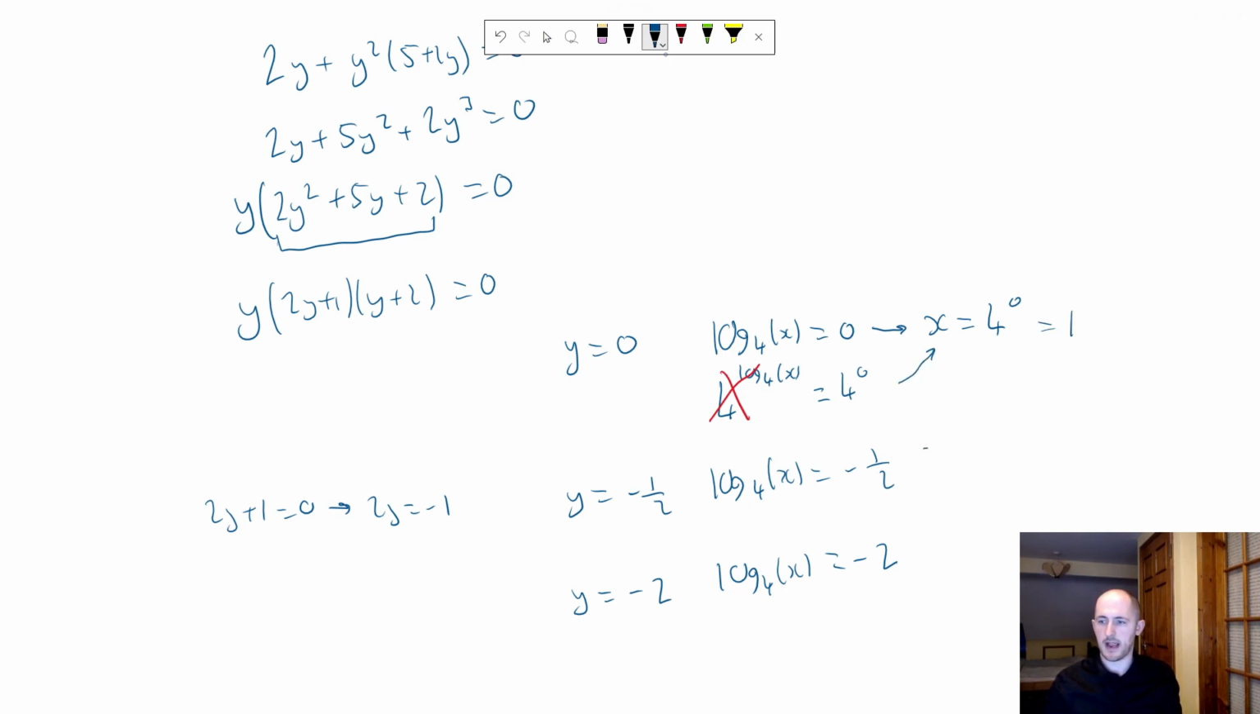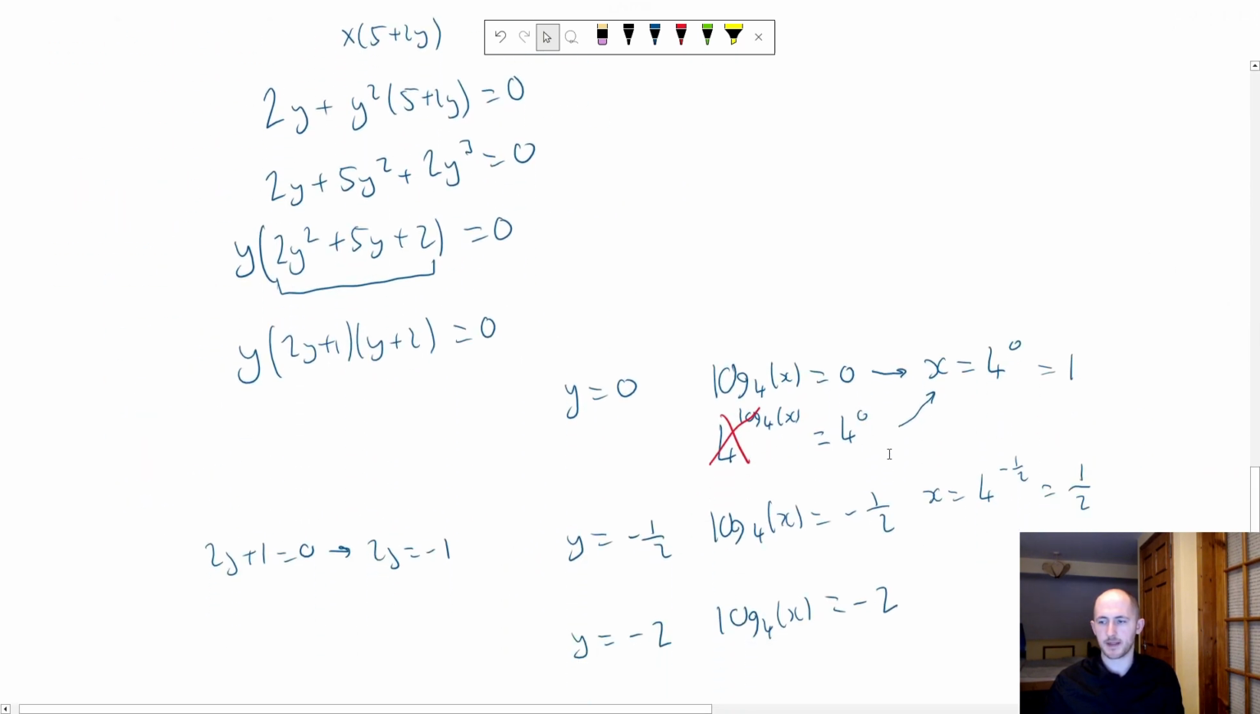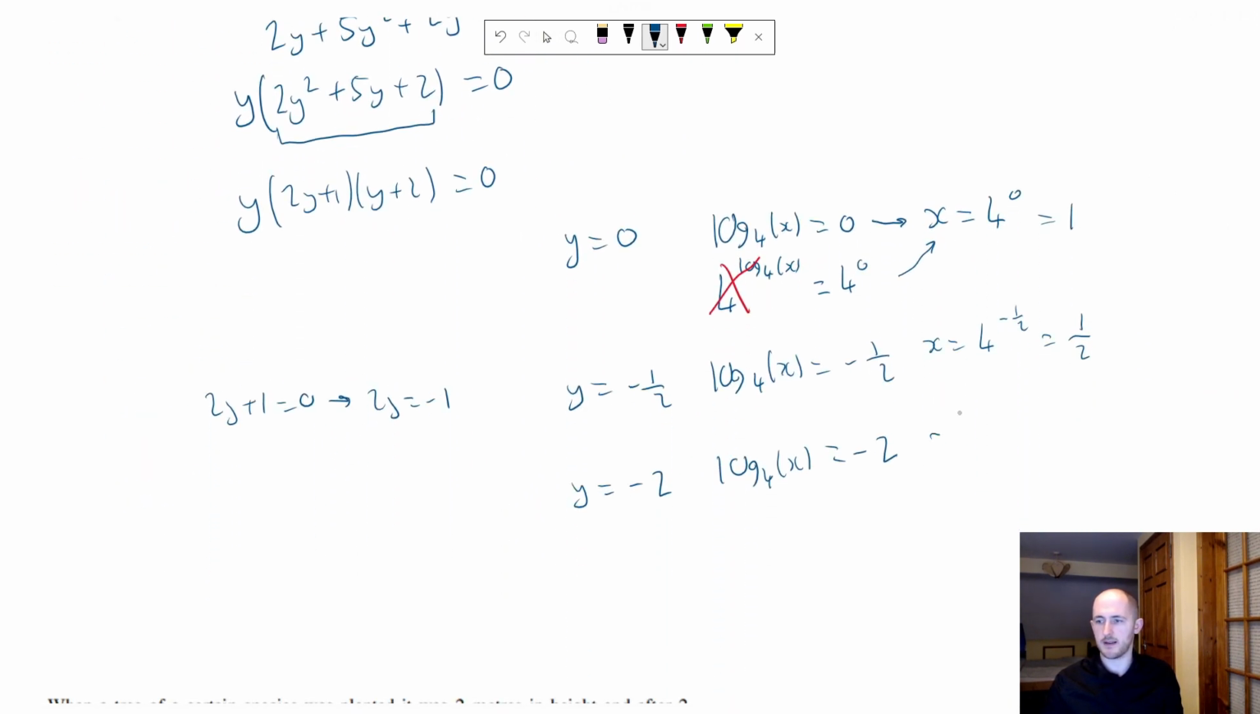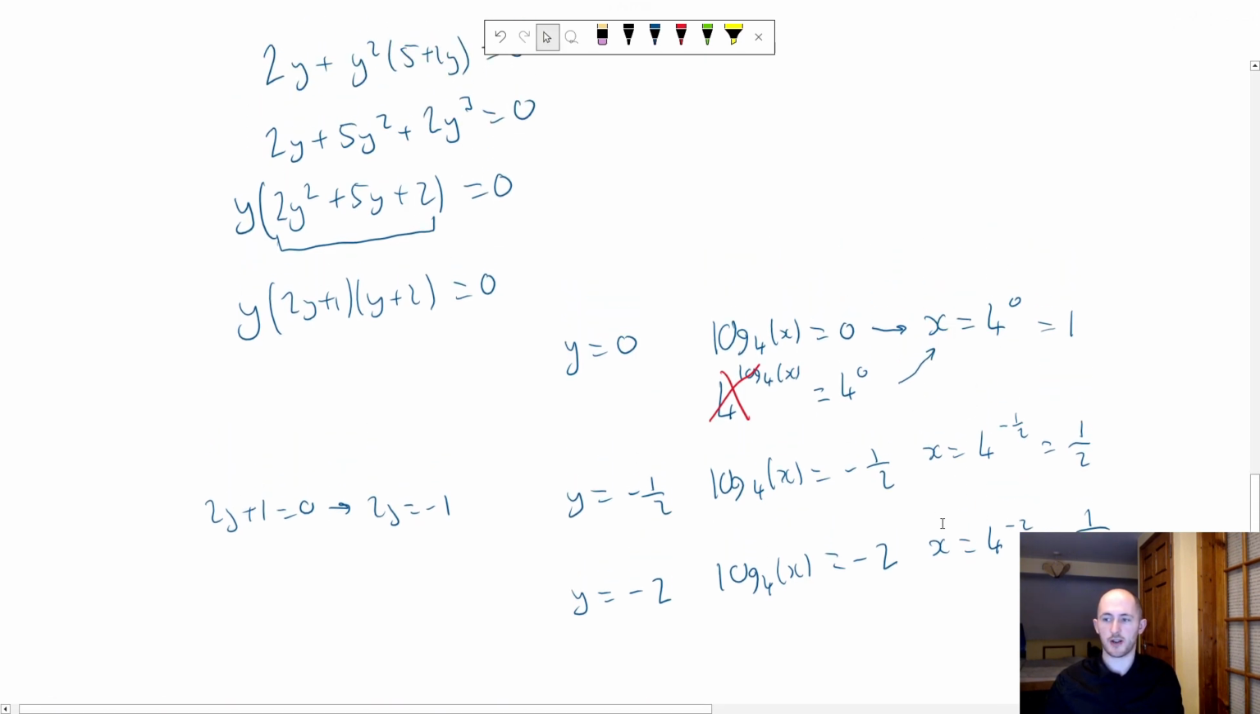Using the same thing, we have x is equal to 4 to the power of minus a half. So that's 1 over the square root of 4, so that's 1 over 2. Technically, it would be plus or minus unless it says otherwise. And then lastly, but certainly not least, we have 4 to the minus 2, which is 1 over 16. And those are actually our 3 solutions.